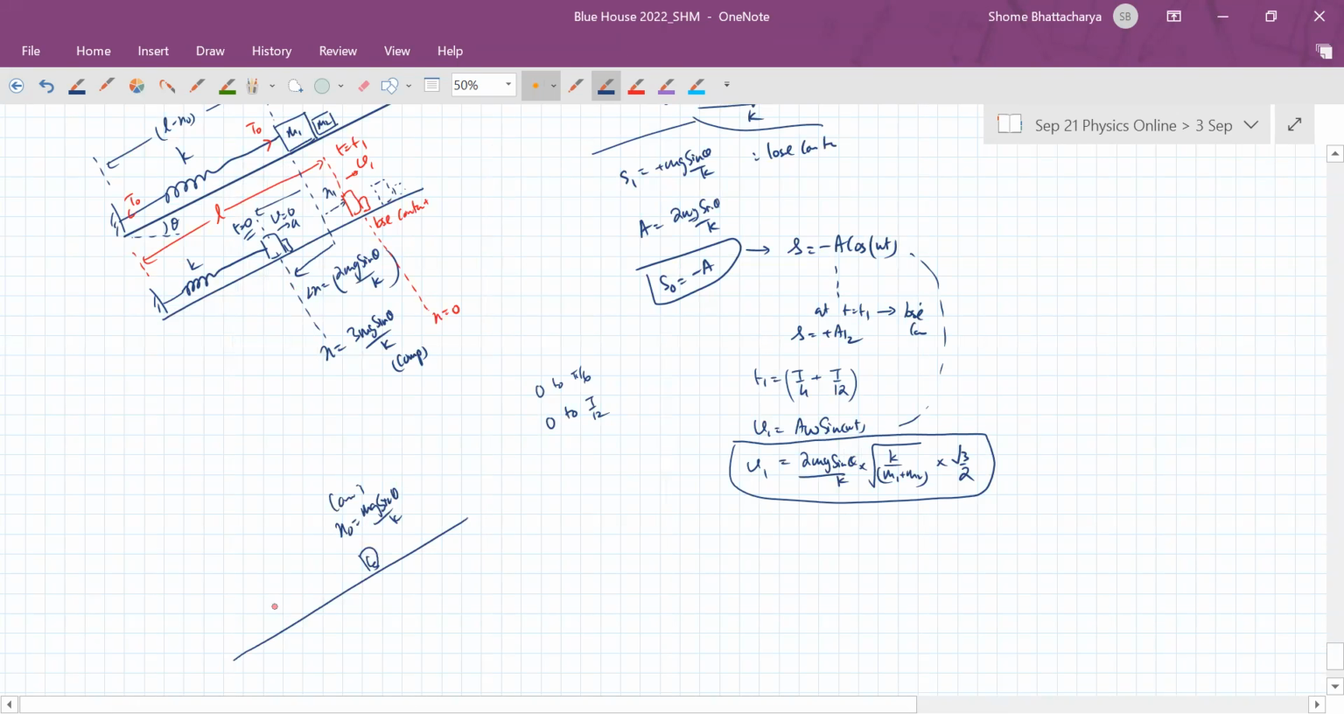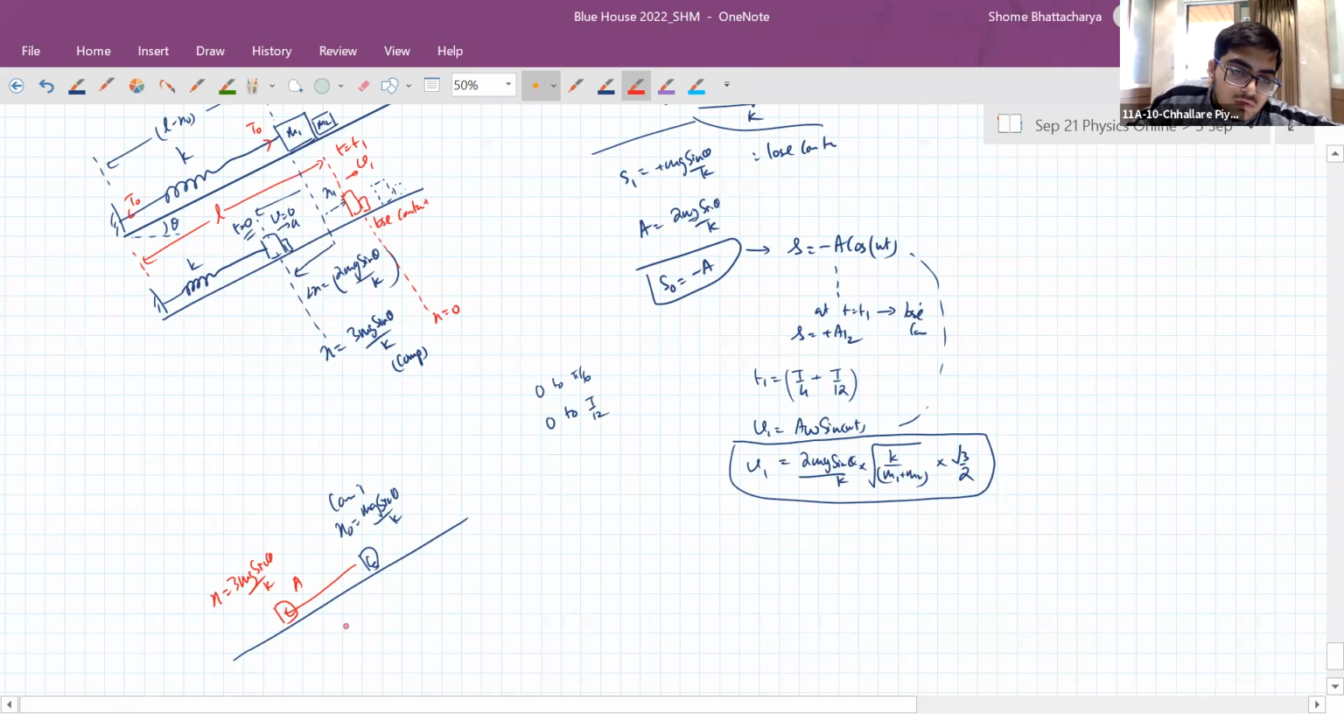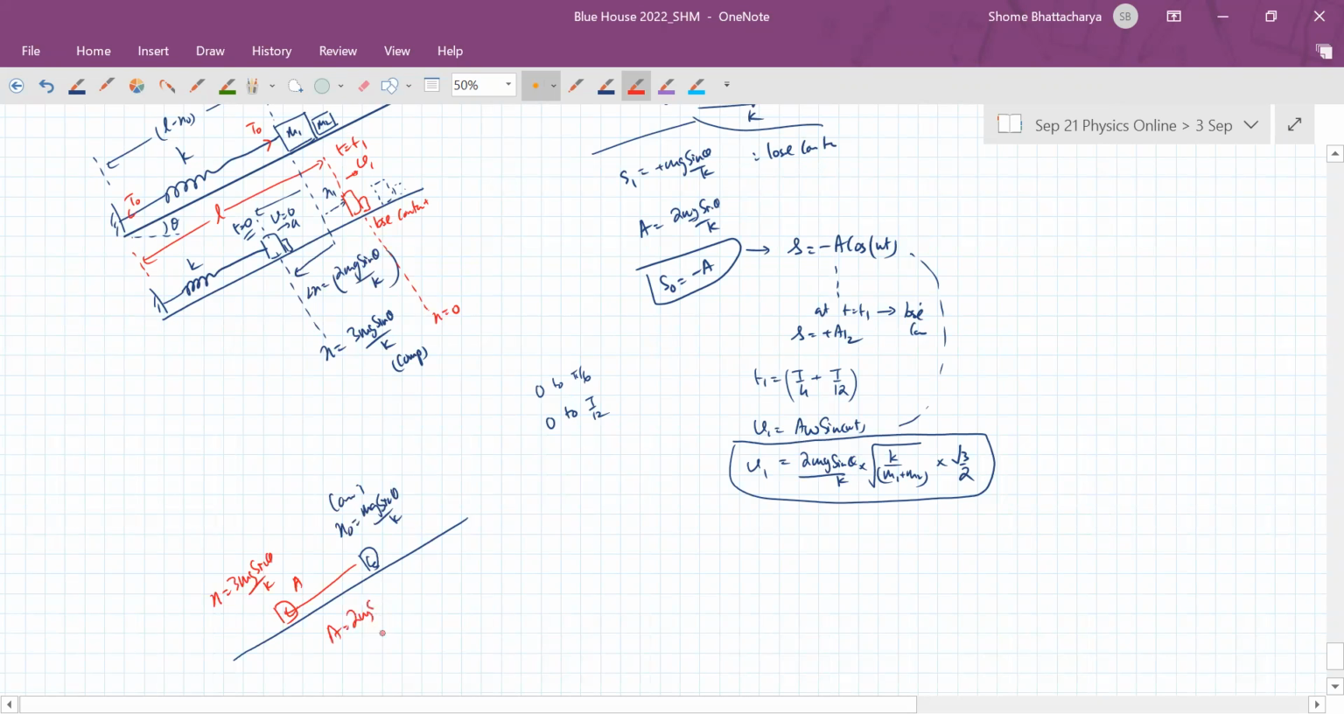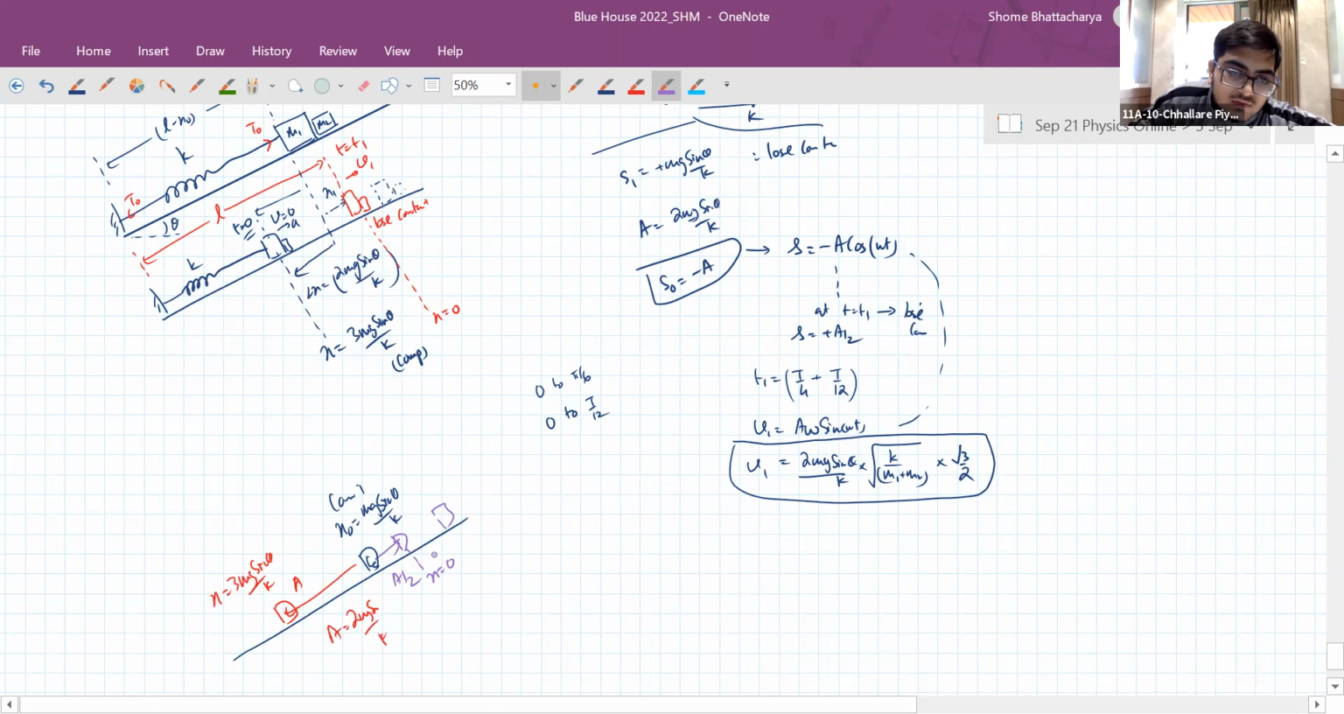Okay. Now on this side you have your amplitude from where you started. This is your amplitude. Here the compression of the spring was 3 mg sin theta by k. Okay. That is why your amplitude came out to be 2 mg sin theta by k. Na? Now instead of going all the way to the top, it's not able to go all the way to the top because when it reaches the natural length position of the spring, that is when it loses contact. So that natural length position of the spring is where it's at A by 2 from the mean position. Understood? Na? Yes, sir.